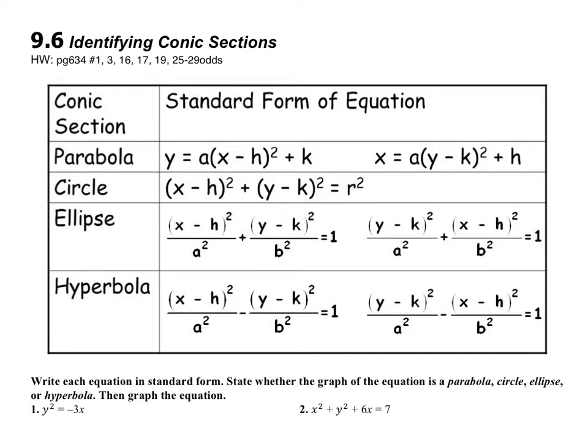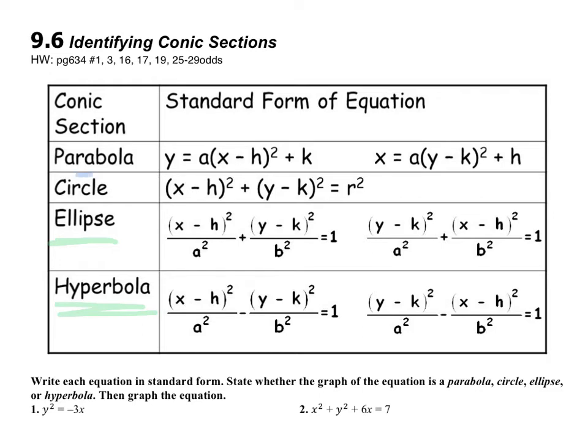So what I told you guys is for an ellipse and a hyperbola, all you do is look at the x squared and the y squared, and if one is positive and one is negative, it's a hyperbola. If they're both positive or both negative, it's an ellipse. And this was only true if they were on the same side of the equation.